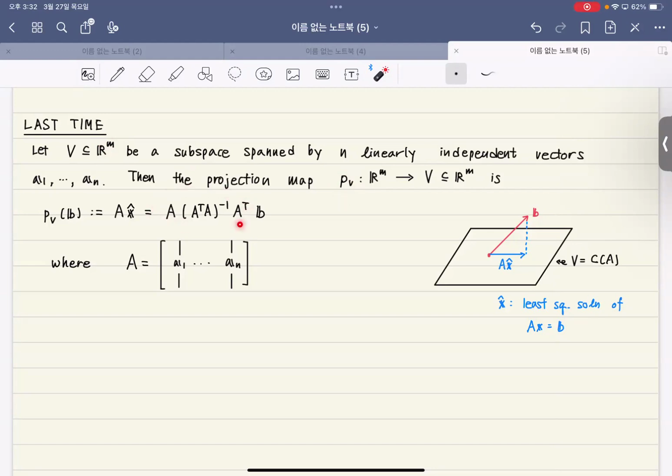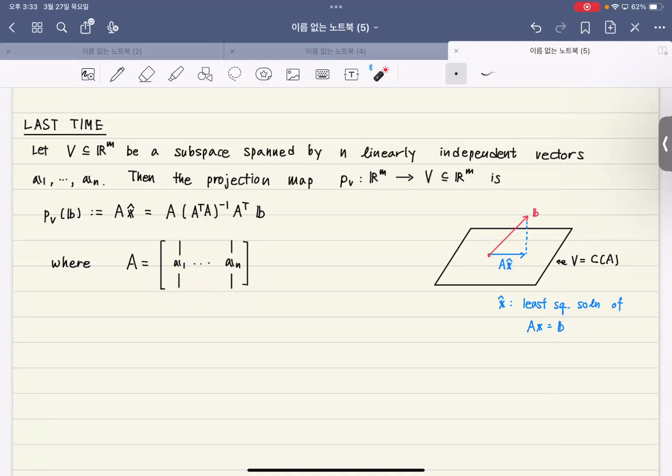defined like this, where A is a matrix. This is an m by n matrix, such that each of these columns are these linearly independent basis vectors for vector space V. Since we are assuming that these vectors are linearly independent, this is a full-rank matrix. And I told you, even though I have not justified it yet, that in that case A transpose A is an invertible matrix. So (A^T A) inverse is justified.